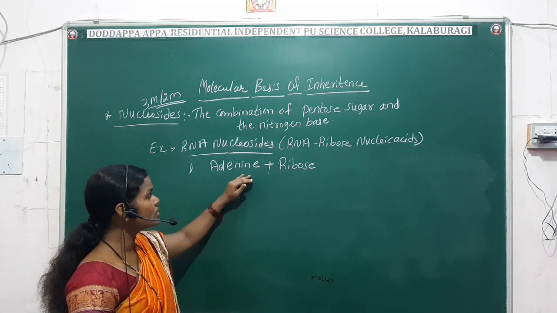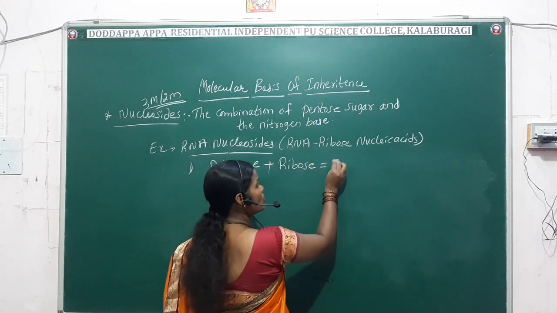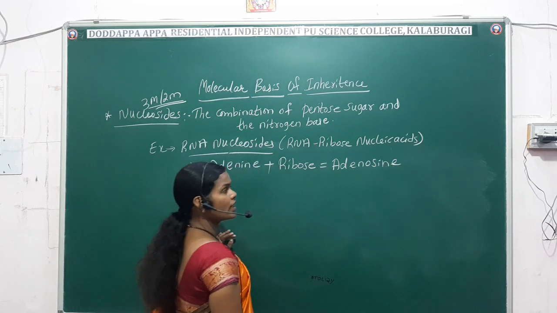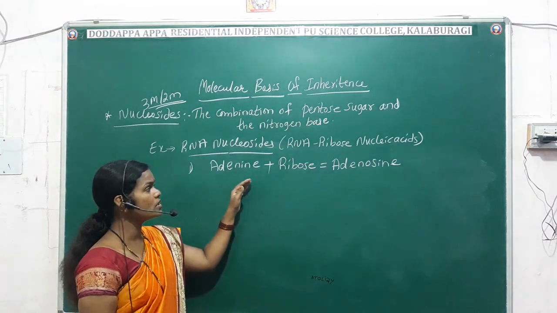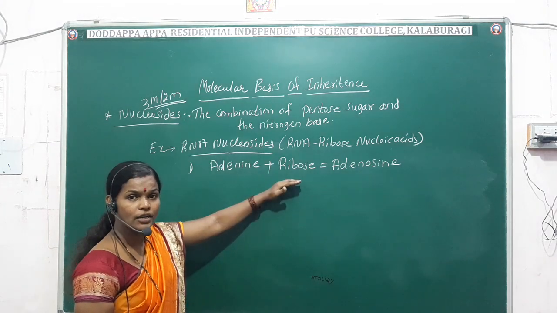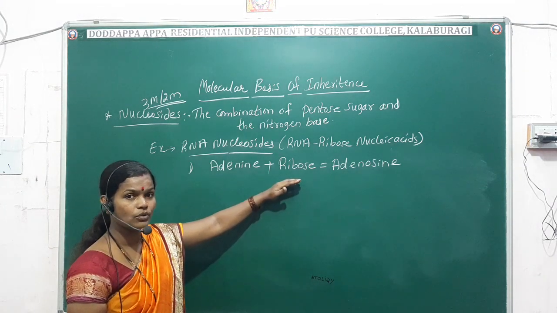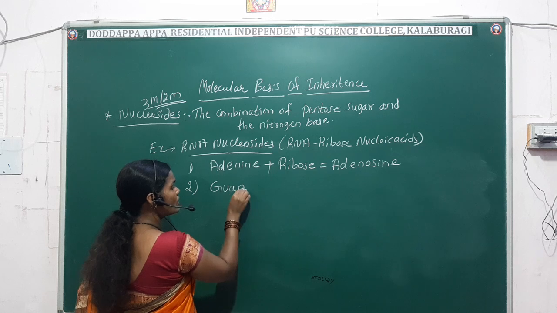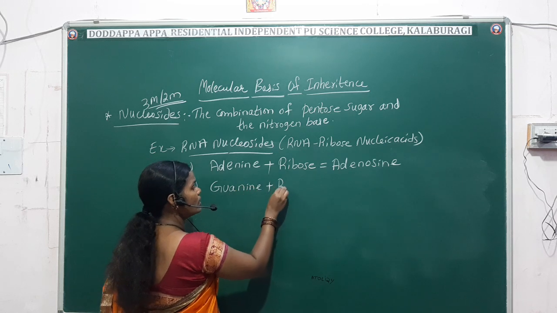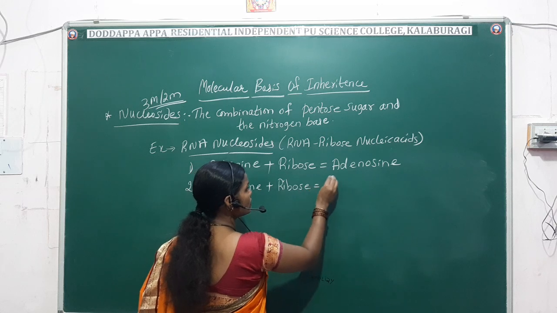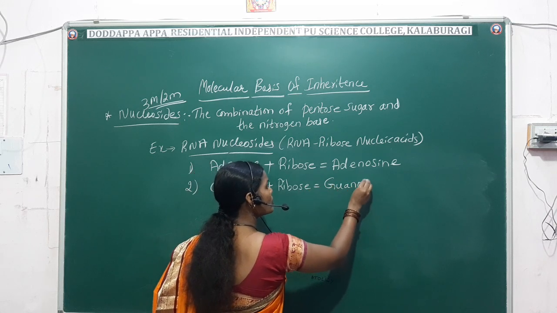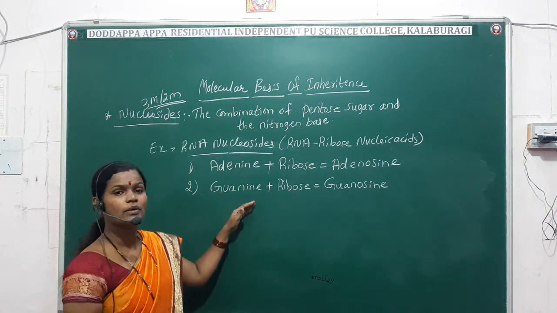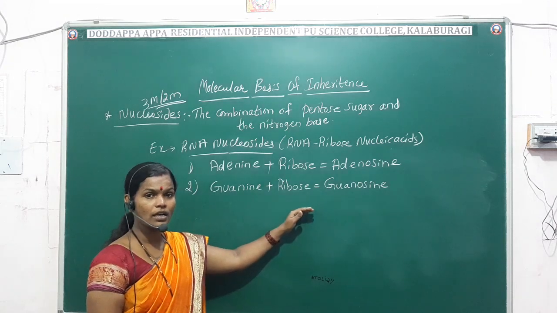Ribose plus adenine is equal to adenosine. Then the second one, guanine plus ribose is equal to guanosine, or you can say guanosine.